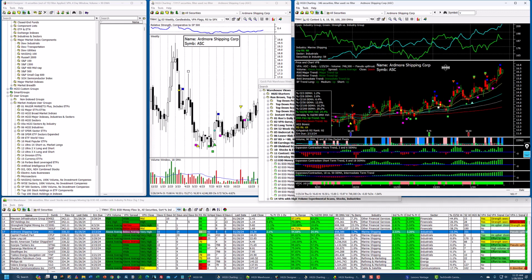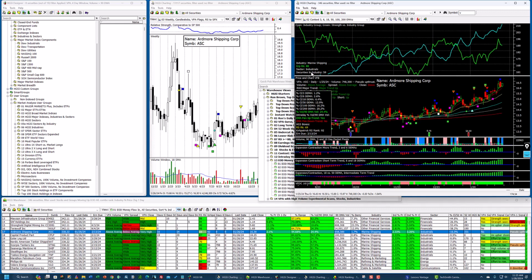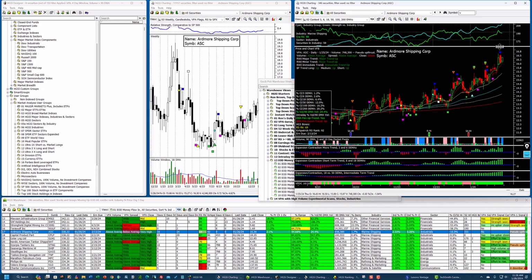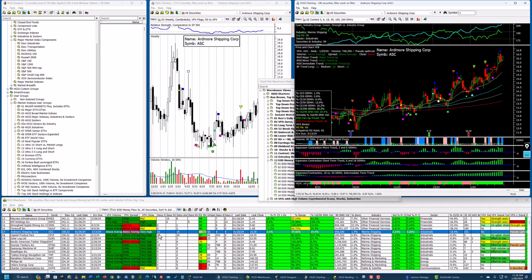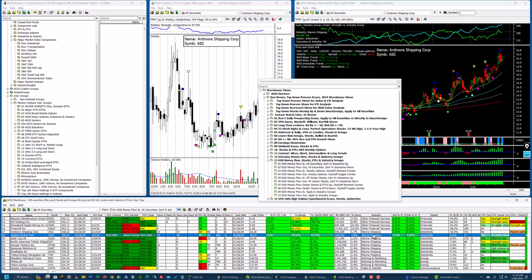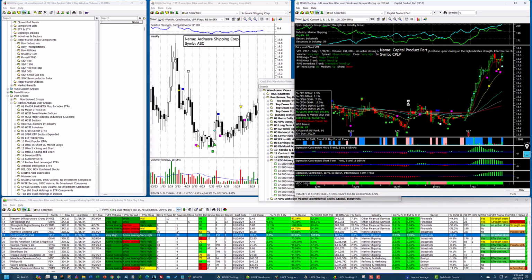Let's take a look up here at the industry group. The group itself is cyan, and the green is the strength compared to the industry group. So here's the industry group, and on Friday this one's stalled a little bit now, but it's still up. You can see that it underperformed its industry group a little bit. Let's take a look at the next one here. This is also in marine shipping.